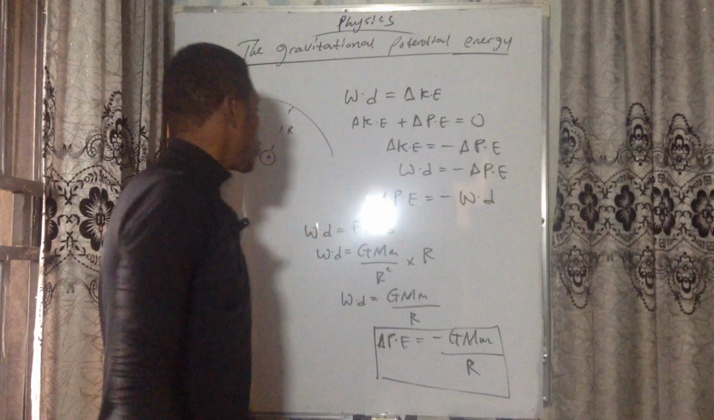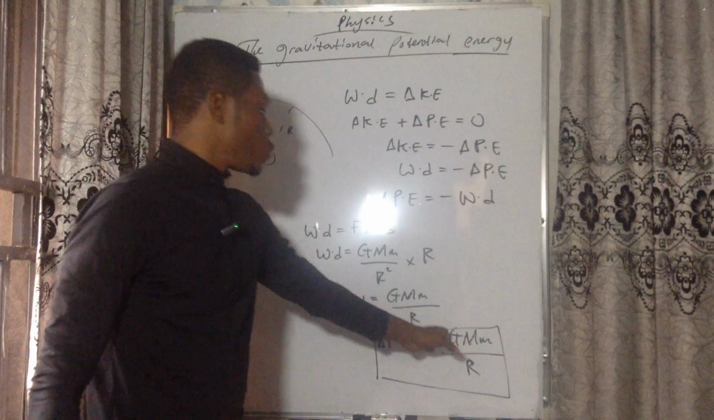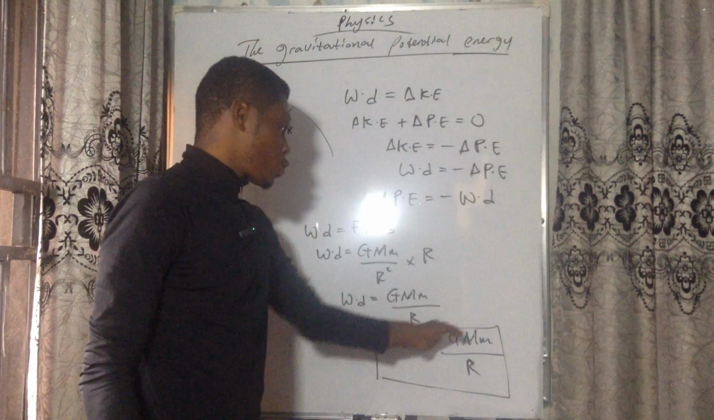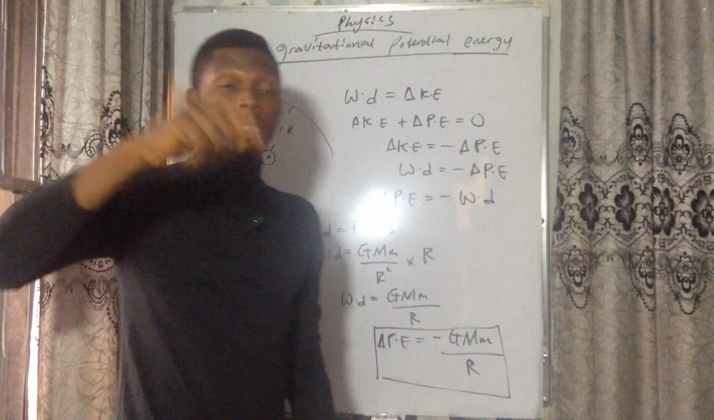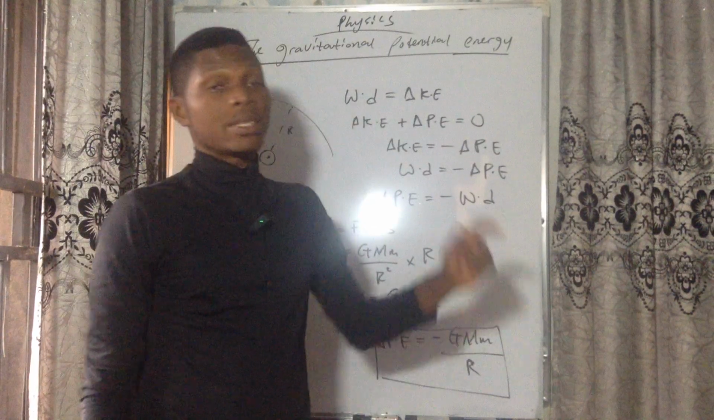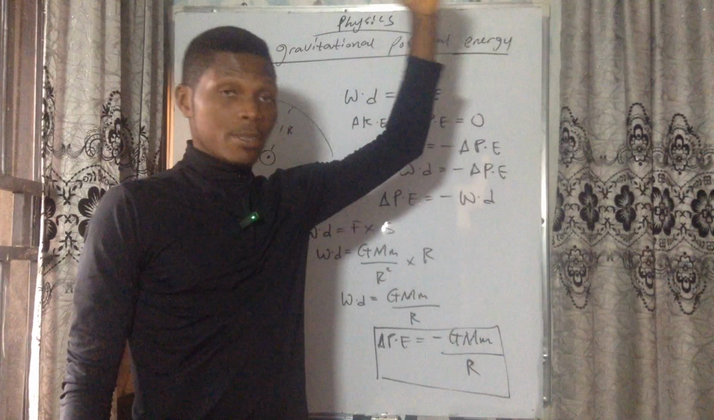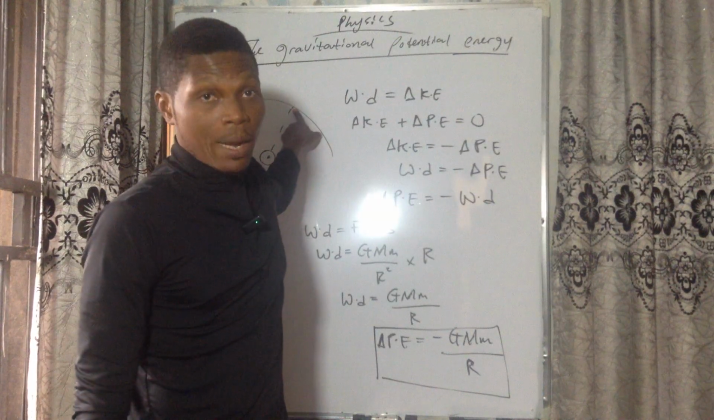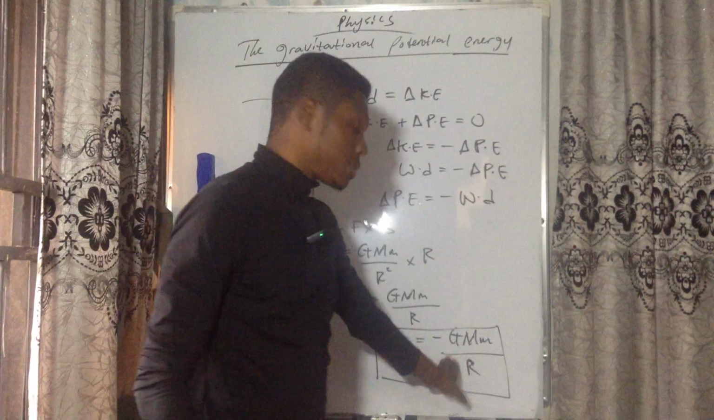Now I think we need to verify that the change in potential energy is equal to minus GMM over R from the definition of gravitational potential energy, which is the work done in taking a mass from infinity to any point in the gravitational field. So in my next video, I will explain this again well.